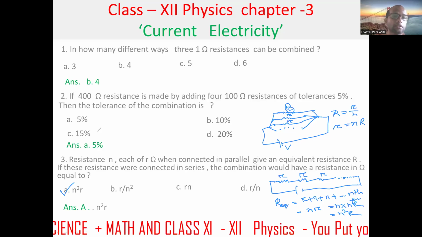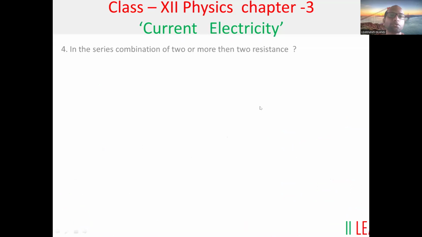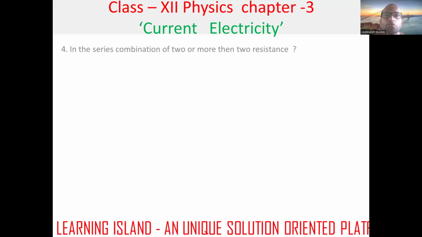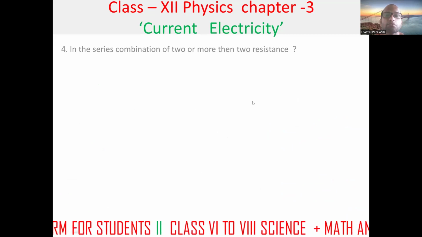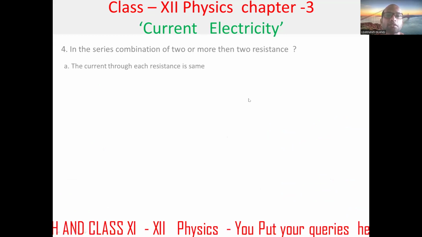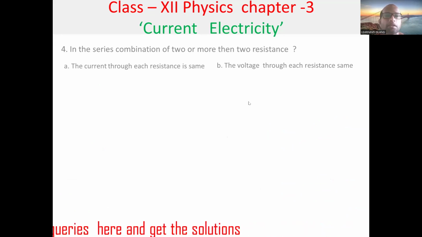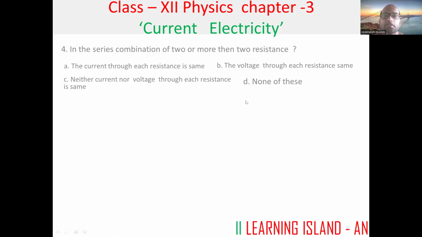Before going to the next question, let us remove these drawings. Okay. Now next question. Question number 4. In the series combination of two or more than two resistors, क्या होता है? The current through each resistance is same. The voltage through each resistance is same. Neither current nor voltage through each resistance is same. Option D, none of this.